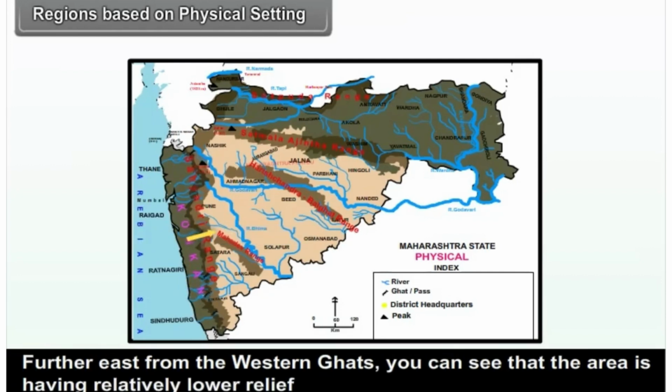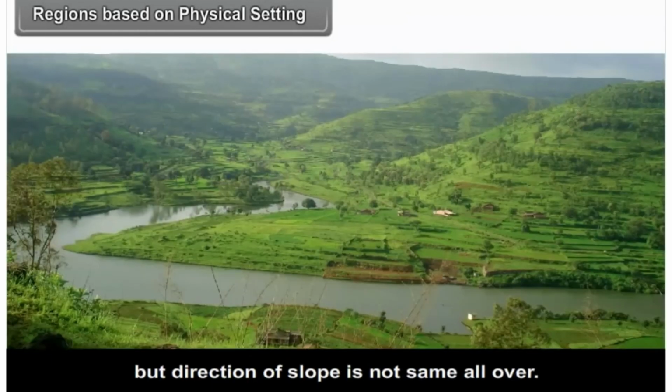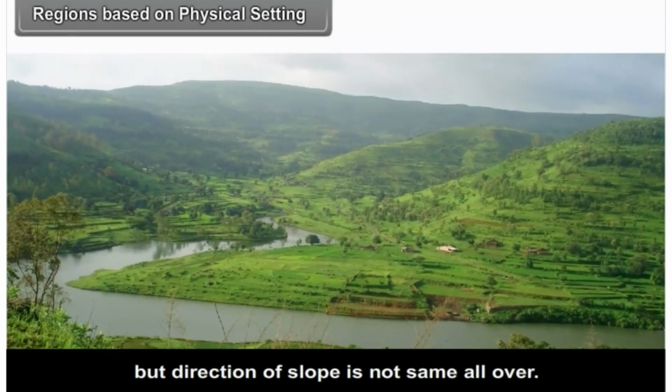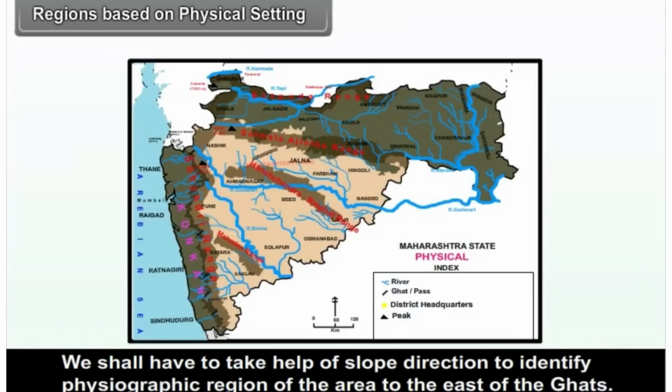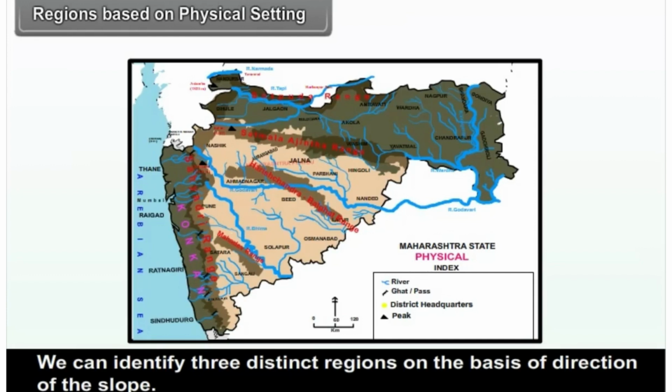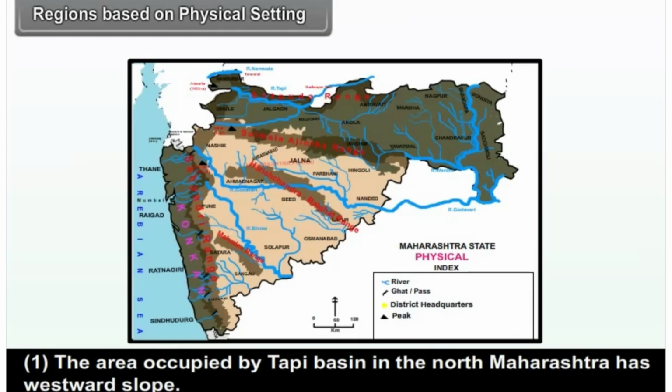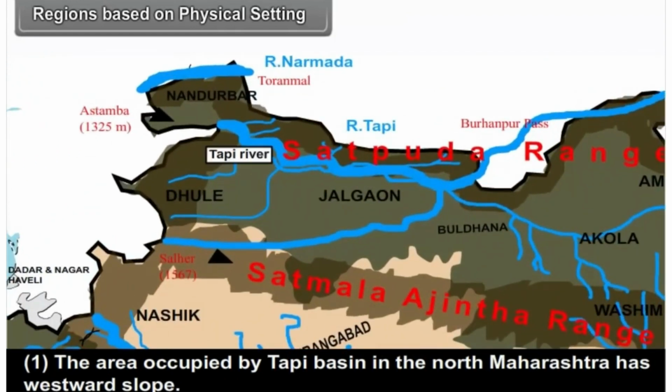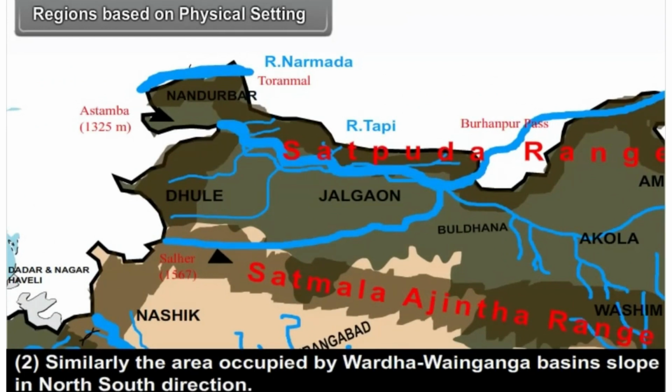Further east from the Western Ghats, you can see that the area has relatively lower relief, but the direction of slope is not the same all over. We shall have to take help of slope direction to identify physiographic regions of the area to the east of the Ghats. By and large, this area is called the Plateau region. We can identify three distinct regions on the basis of direction of the slope. Number 1. The area occupied by Tapi Basin in North Maharashtra has a westward slope. Number 2.